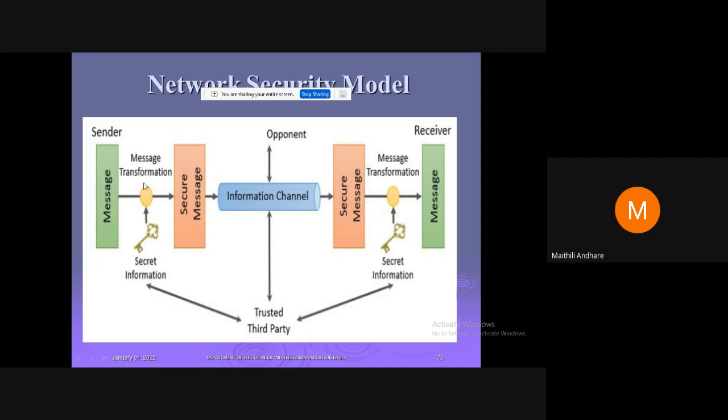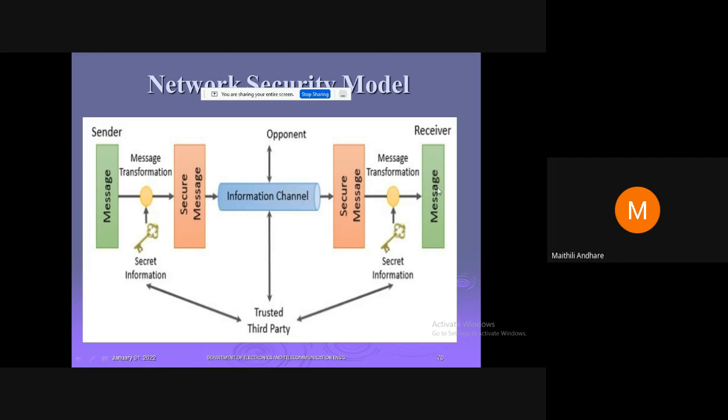The message transformation, and how that message transformation is done by some encryption techniques. For that, you require the secret information, that is also called a key. The symbol of this is like a key. So that secret information is called a key. With the key, the message is transformed, and whatever the original message is, it is now available in a secure message format.